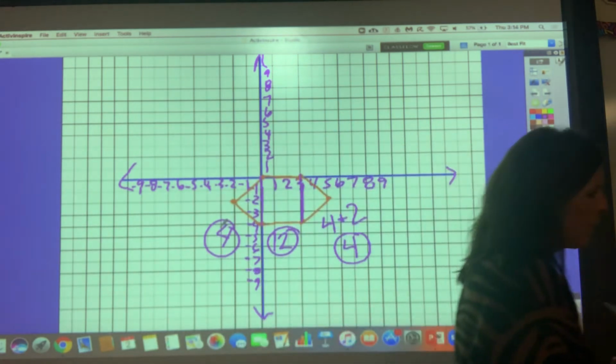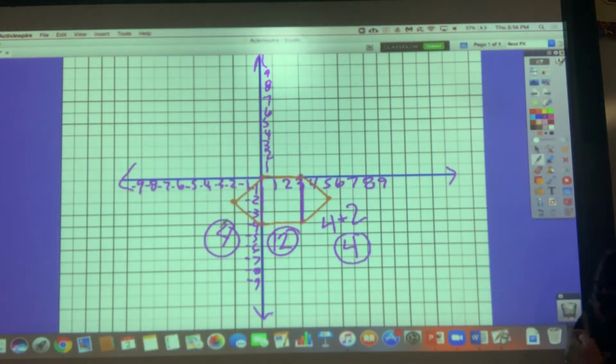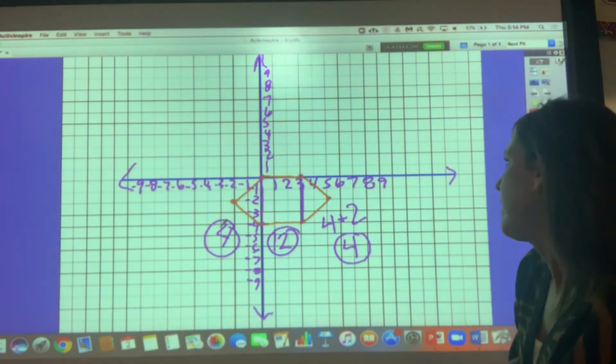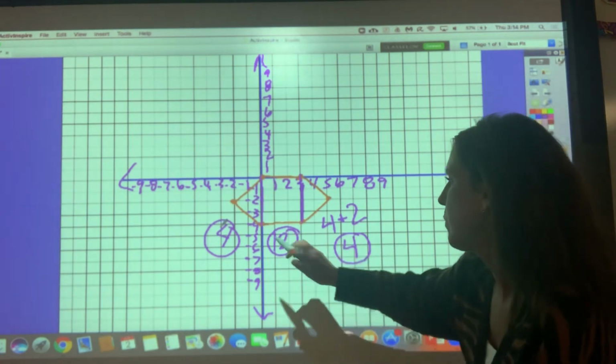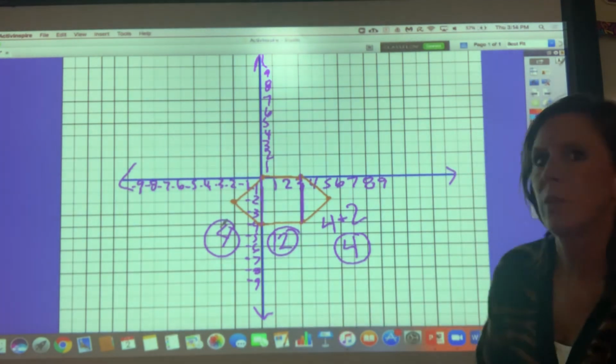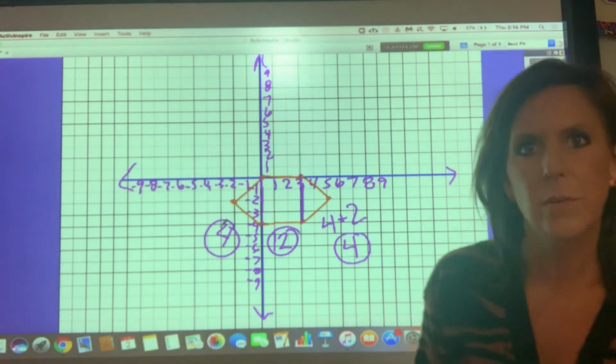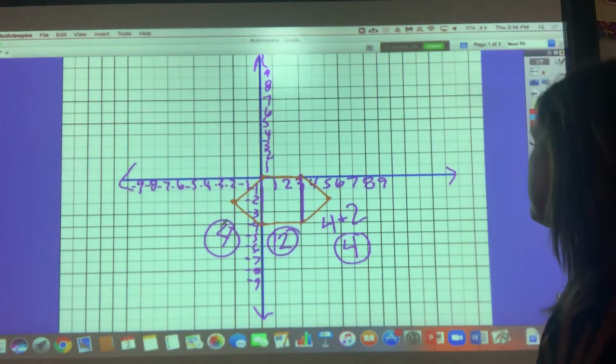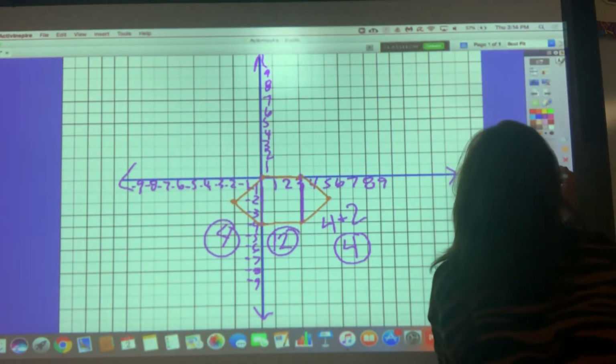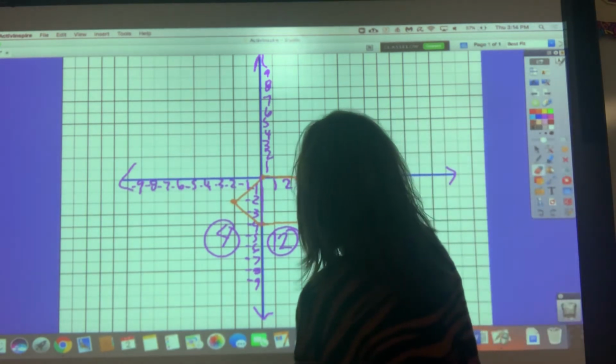Okay, so what would we get for the area of our composite figure? Well, all we do is add the 4, the 12, and the 4 for a total of 20 units squared. Okay, 20 units squared would be the area of this composite figure. All right, let's do another composite figure.